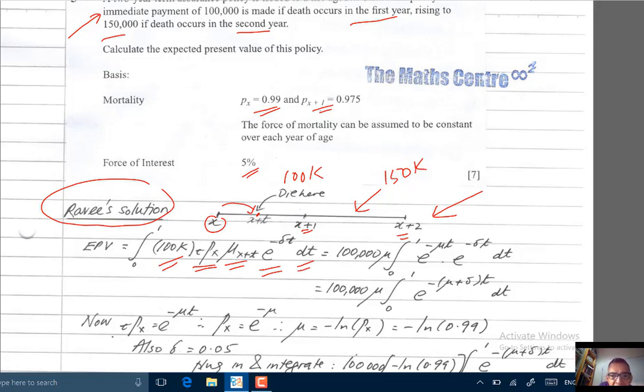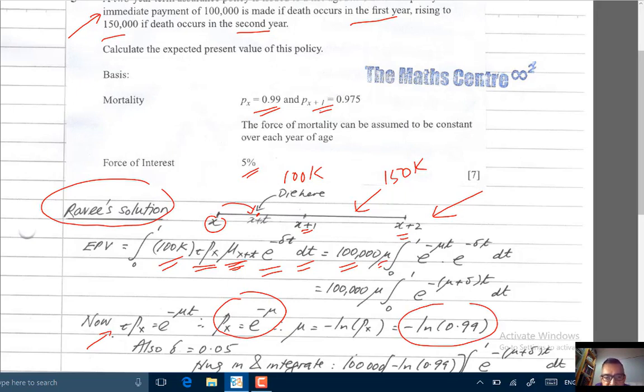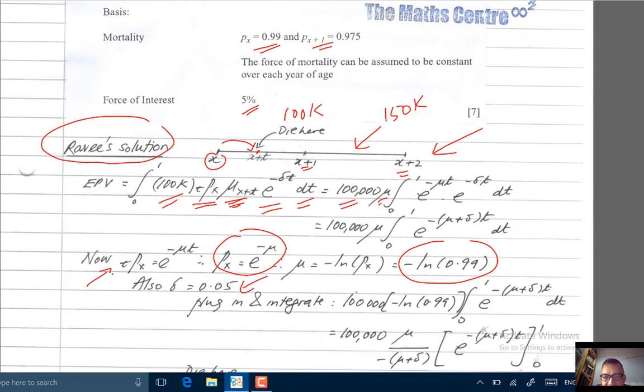All that's left is for us to plug in the values. I have 100,000 here. This mu x+t is constant, so I have this mu here. t p x, we know we are dealing with constant force, so t p x is e to the power of minus mu t. Therefore, px is e to the power of minus mu. Again, px equals e to the power of minus mu. Take logs and plug in a negative. You will get mu equals minus log of 0.99. And we know delta is 0.05.